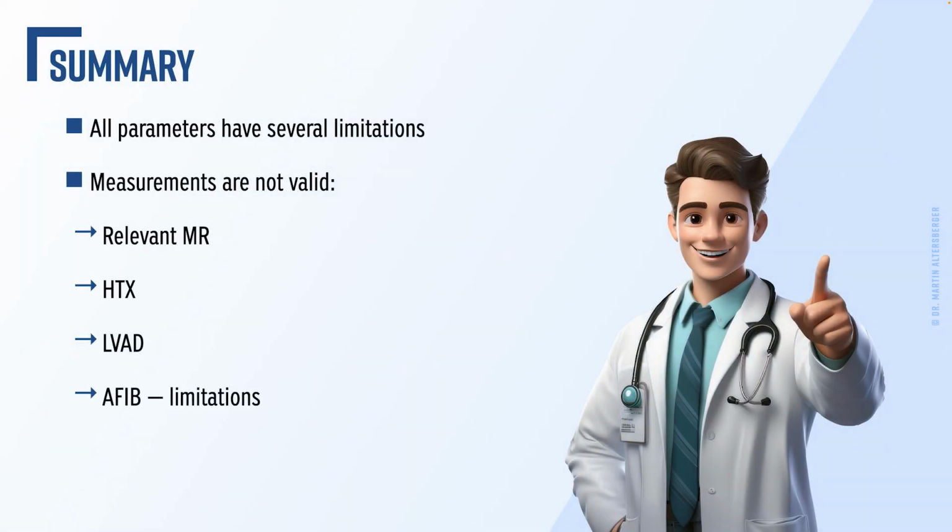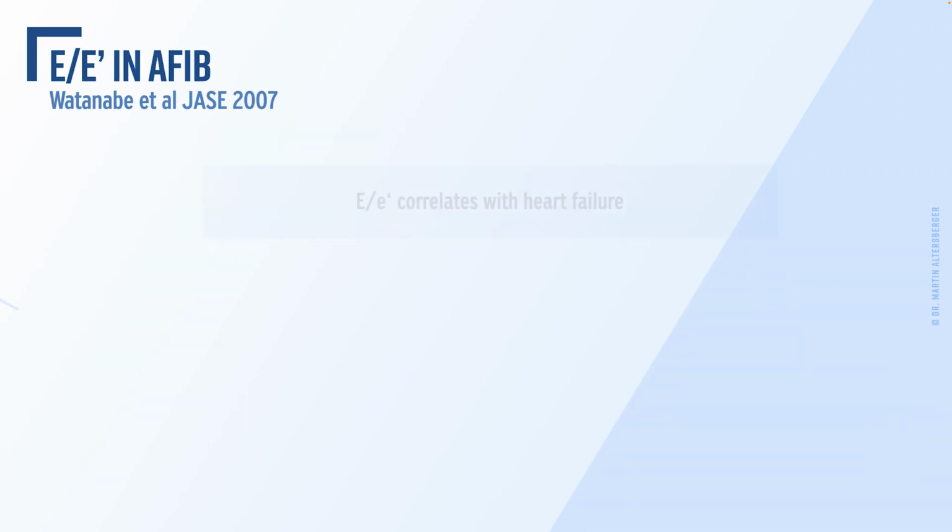And of course, atrial fibrillation. Atrial fibrillation also shows a lot of limitations by means of filling pressures. Keep in mind that as soon as a patient has atrial fibrillation, the patient has a certain degree of diastolic dysfunction. So the diastole cannot be normal. So diastolic function cannot be normal. But on the other hand, it doesn't necessarily mean that filling pressures are elevated.